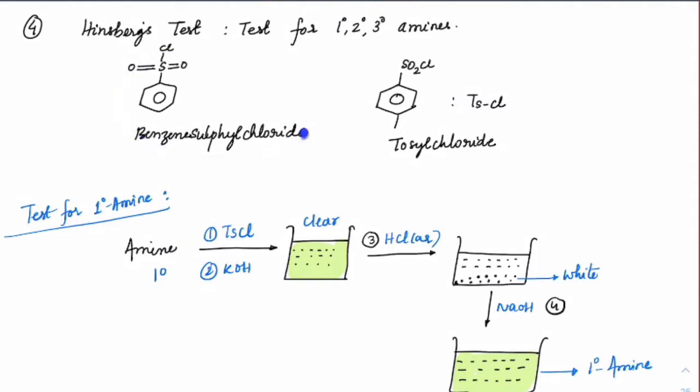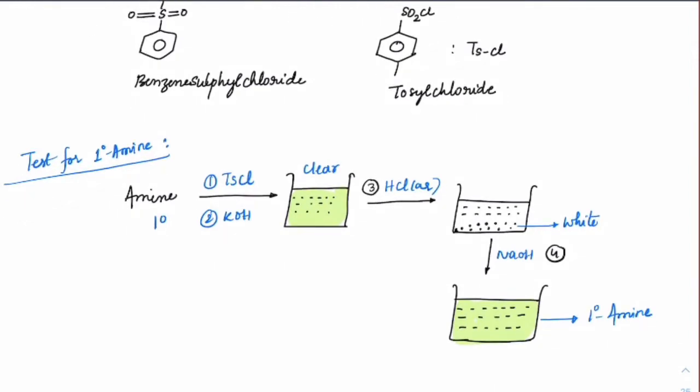The reagent which we will take here is benzene sulfonyl chloride. We can take tosyl chloride as well. So either of them will give the same test. More preferred is tosyl chloride, because this methyl has a donating nature, so the reaction would be better with this.